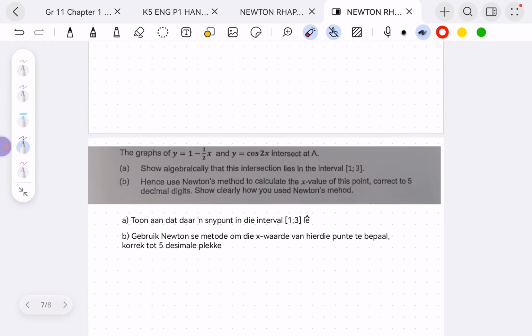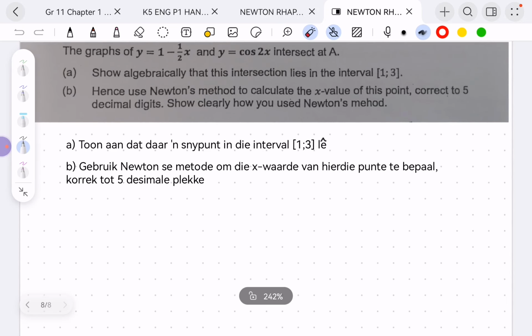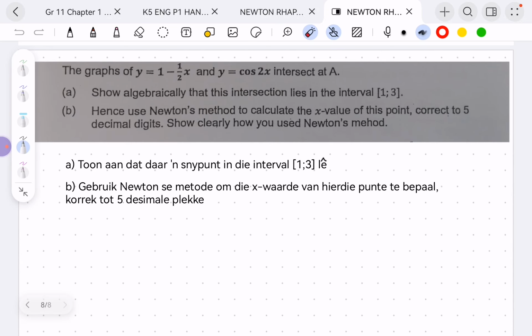So they're asking me the same type of question. They're asking me to show that there is some type of intersection in this interval. So I would have chosen x equals 2, which lies in the interval. And now we just want to see, is it really true? If I put in x equals 2 in the equation, will that be a good approximation? Is that a good plan?